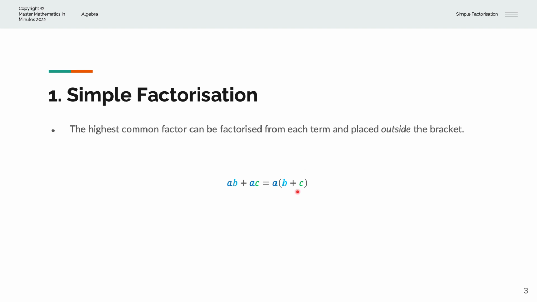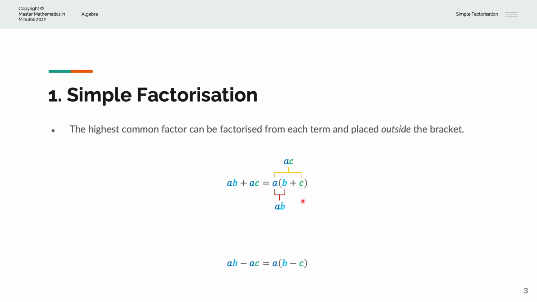So to check the expansion of this bracket equals the left-hand side, we have AB as the first term, which matches the first term on the left-hand side, and AC as the second term, which matches that term on the left-hand side. And so these two are equivalent, but we factorize A on the right-hand side, outside the brackets.